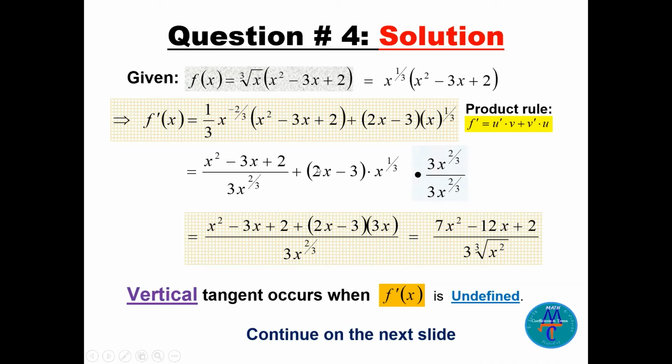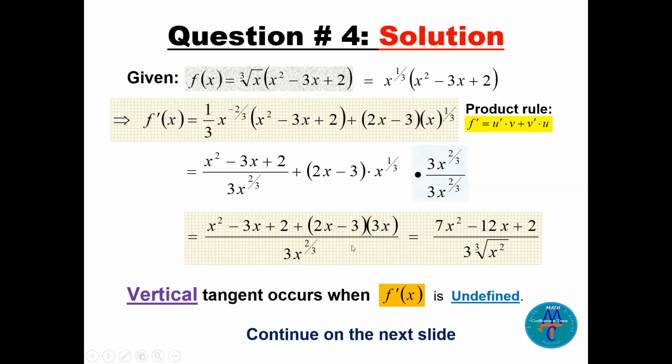So if you need to add these two, you have to make the same denominator, which is 3x to the power 2 over 3. So I multiply up and down for this second term by 3x to the power 2 over 3. So this will be in the denominator, and this will be the same x base. We can add the powers 1 over 3, 2 over 3 becomes x, and there is a 3 there, and this is in the denominator with both.